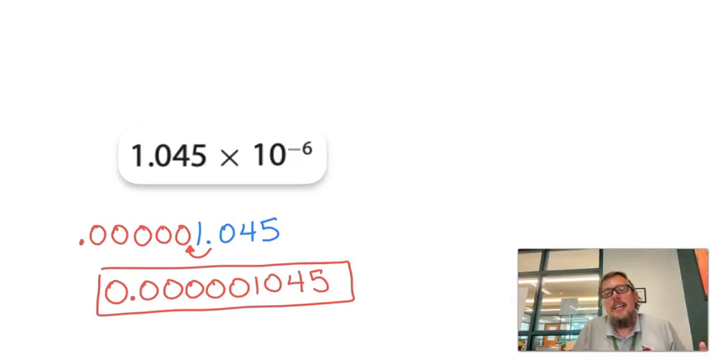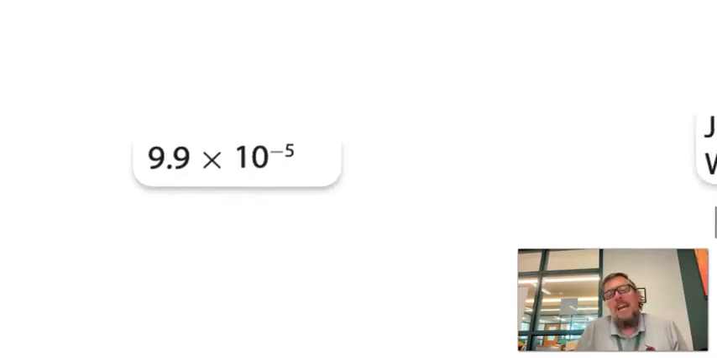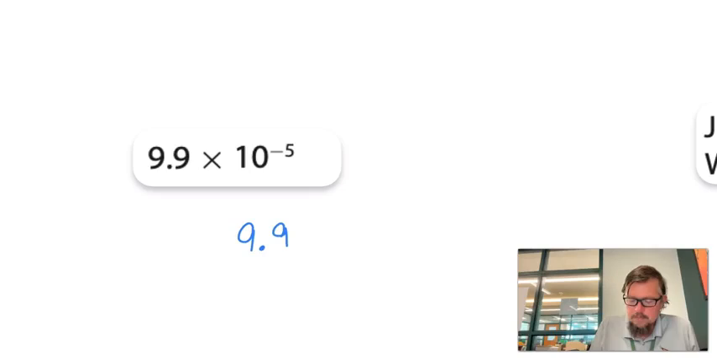Hopefully you're seeing that this is pretty simple. You just take your exponent, negative 6, add 1 to it to get negative 5. 5 is how many zeros you have after the decimal point. So we have 9.9 times 10 to the negative fifth. How many zeros do you think we're going to have after the decimal? Well, if we add 1 to negative 5, we get negative 4. Probably going to be 4 zeros after the decimal. Let's see. So we do 9.9.